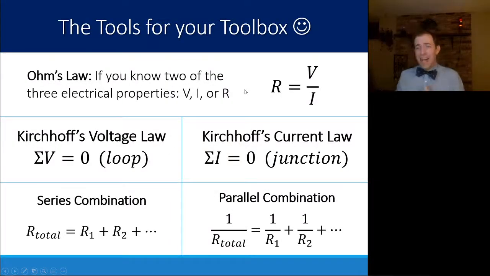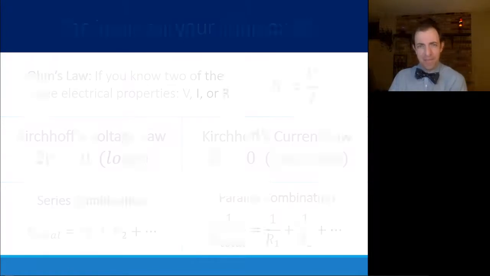So these are now tools of your toolbox. You should know Ohm's law, how to find resistance, voltage, and current if you know 2 of the other 3. Kirchhoff's voltage and Kirchhoff's current law for a loop and a junction respectively. And then the series and parallel combinations of resistors to find equivalent resistance. We're going to use all of these now to analyze a circuit numerically.